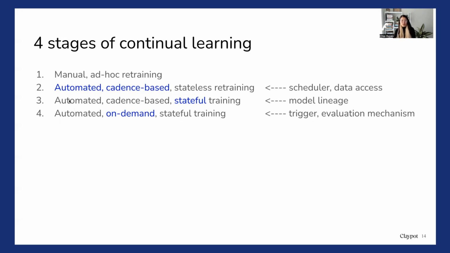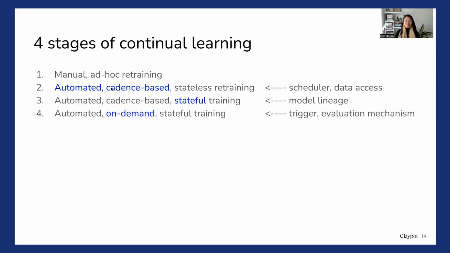So here we break it down into 4 stages of continual learning. The first stage is manual, ad hoc retraining. Maybe whenever someone has free time, which can be never, you get the data, you retrain the model, and then you manually push the new model.